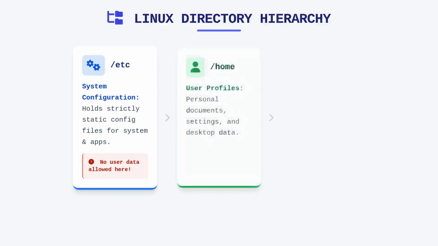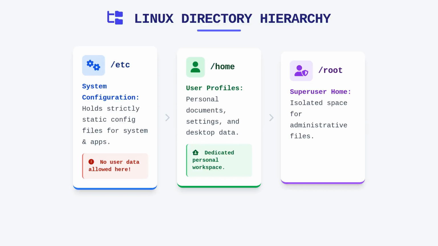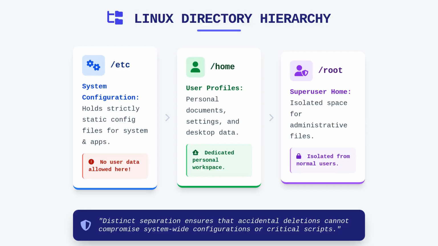The /home directory, conversely, is where individual user profiles reside, providing a dedicated space for personal documents, settings, and desktop data. The /root directory serves as the home folder specifically for the superuser, keeping administrative files isolated from normal user accounts. Keeping these locations distinct ensures that a user's accidental file deletion cannot compromise system-wide configuration files or critical administrative scripts.